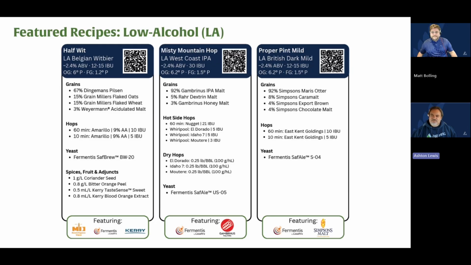So we have some nice chocolate toast characters that come with that particular malt, and then also more of a dark chocolate flavor from the chocolate malt. And then it's traditionally hopped with EKG from England, and then we're using a British style ale yeast, the SO4, for fermentation.